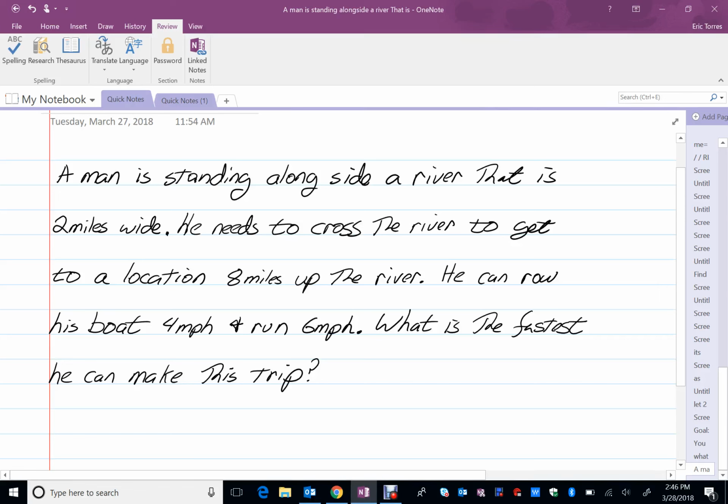Okay, we have a man standing alongside a river that is 2 miles wide. He needs to cross that river to get to a location 8 miles up the river. He can row his boat 4 miles per hour and run 6 miles per hour. What is the fastest he can make this trip? You may want to pause the video and write this down.